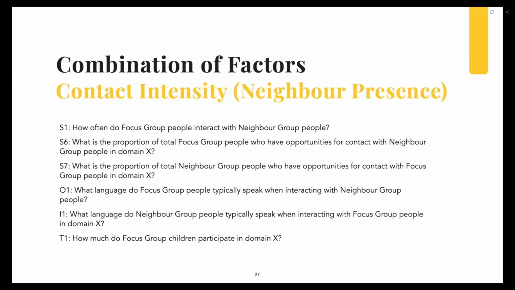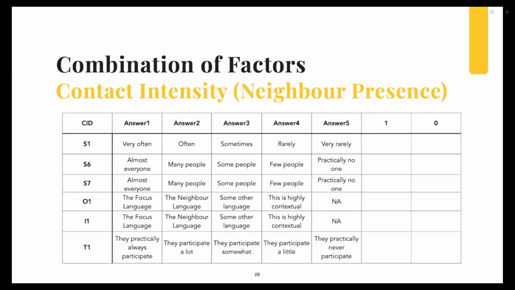I've identified 6 variables here, 6 questions ranging from how do focus group people interact with neighbour group people, right through to how much do focus children participate in any given domain. So the greater the score for these 6 particular questions, arguably the greater the presence of the neighbour community, the greater the contact intensity. And as we talked about just earlier, there are different ways to quantify these answers. Most of these questions are on a Likert scale, so that's the 1 through to 5 scale of answers.